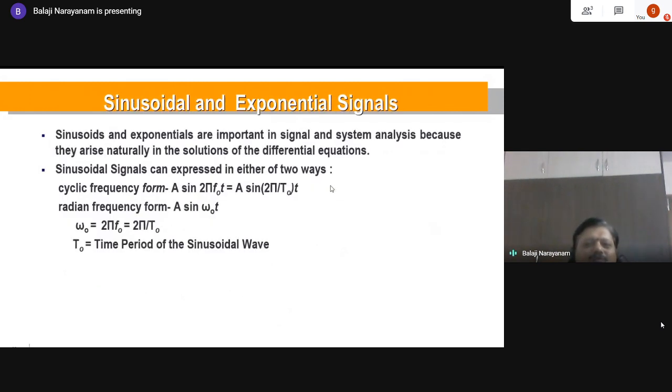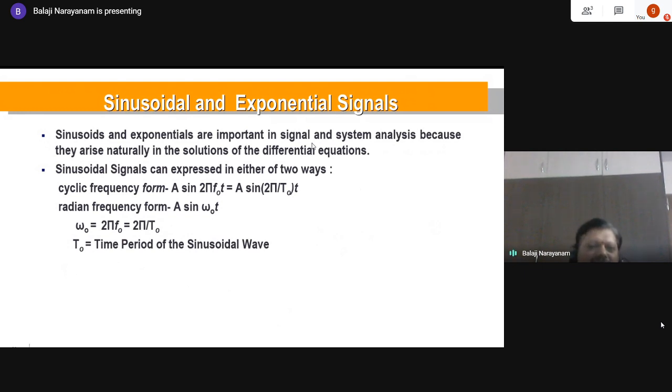Now let us move on to other kinds of signals. Often you may get sinusoidal and exponential signals. So we may need an understanding of these signals, particularly in signals and systems analysis. When we are solving differential equations, you may find the use of these sinusoidal and exponential signals. That's why we are discussing sinusoidal signals as well as exponential signals now.